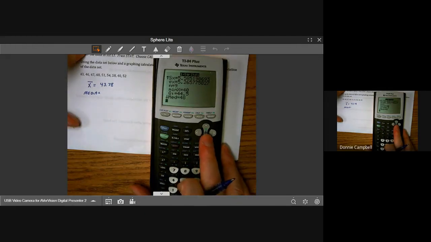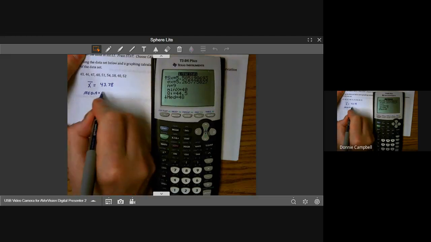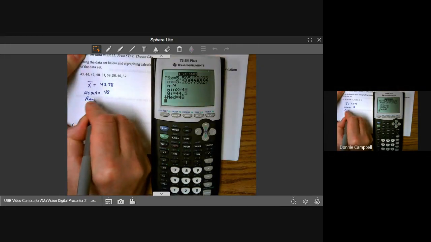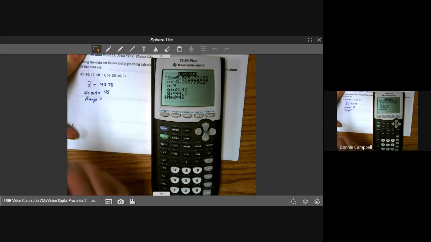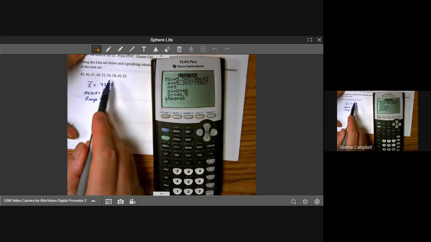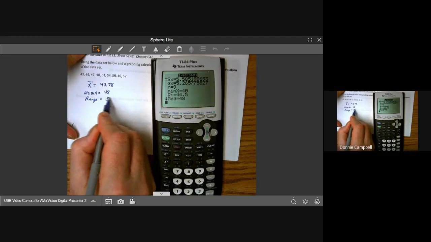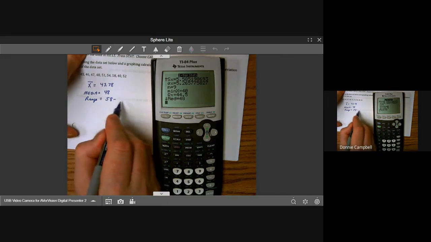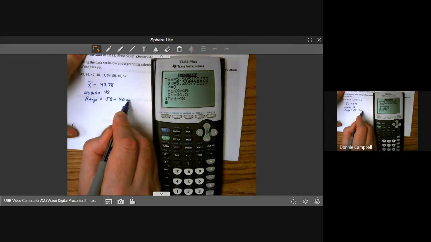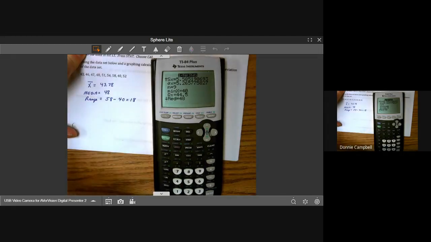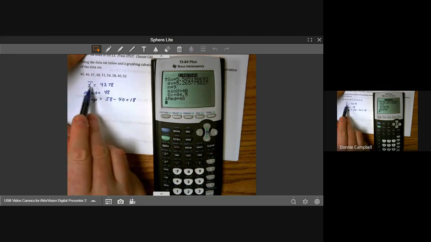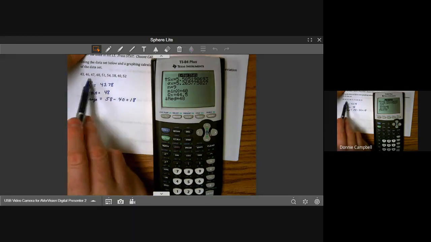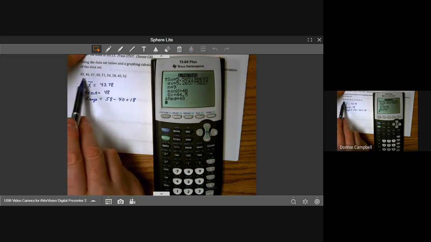I arrow down and it is 48. Then it asks me for my range, okay? My range. So my biggest number is what? 58. And my smallest number is 40. So 58 minus 40 gives me 18. Okay? So I found my mean, my median. This one doesn't have a mode. It doesn't have a number that duplicates, okay?